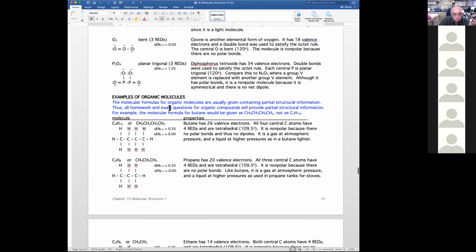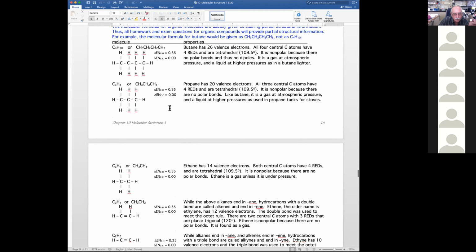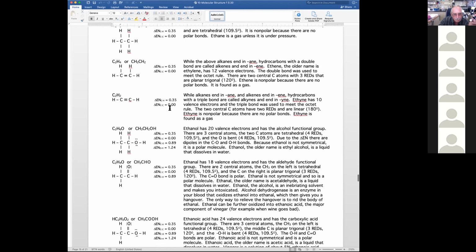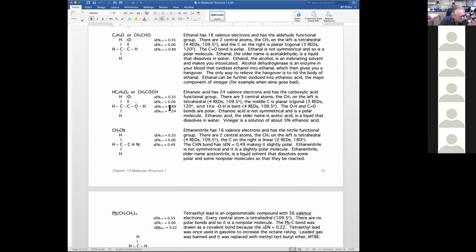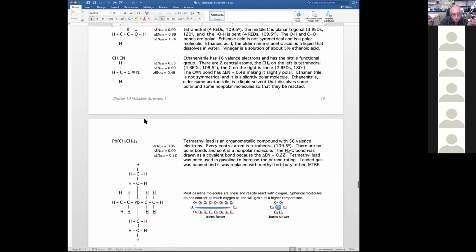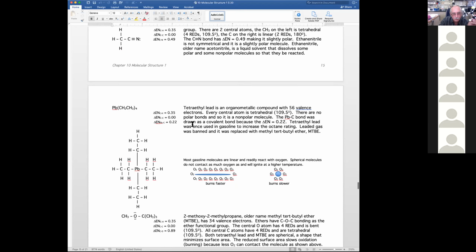Okay. So then I went through some organic ones, and I gave them to you on the homework. But really, nothing over here changed. If I added another carbon over here, it would look like this one. And this didn't change at all. So at least you have some experience with organic molecules.